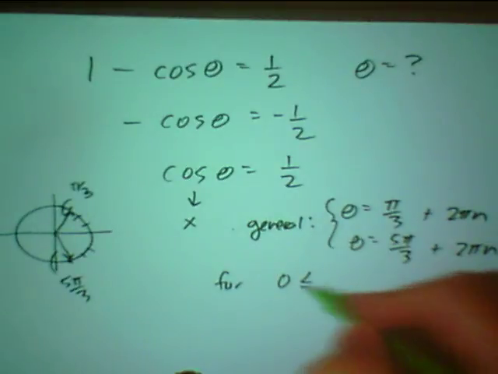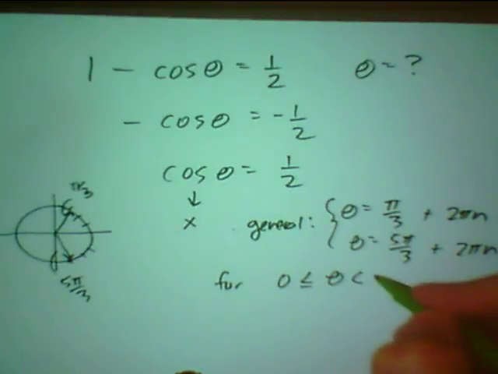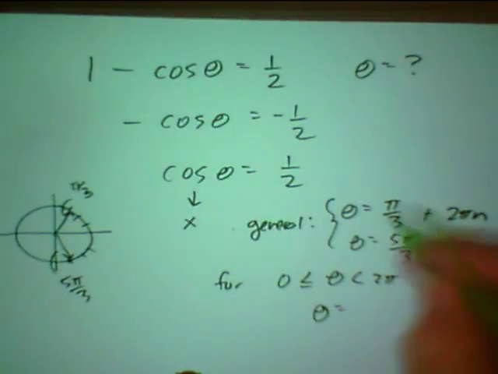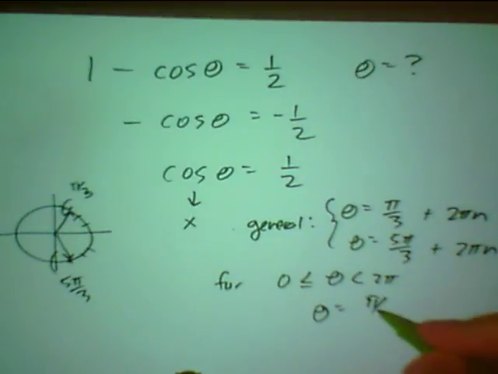Now, if they say just give the specific solutions when we limit the angles to 0 to 2 pi, or 1 trip around the unit circle, the easiest way to do it is to start plugging in numbers for n. We start with n is 0. When n is 0, the first equation gives me a solution of pi over 3, which is within my range. The second equation, when n is 0, gives me 5 pi over 3.